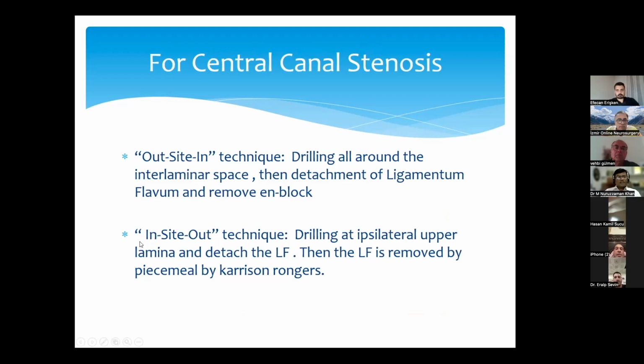For the central canal stenosis, there are two techniques: the outside-in technique, that is, the ligamentum flavum is removed en bloc, but in case of the inside-out technique, here drilling at the ipsilateral upper lamina and detaching the ligamentum flavum, then the ligamentum flavum is removed piecemeal by Kerrison rongeurs.